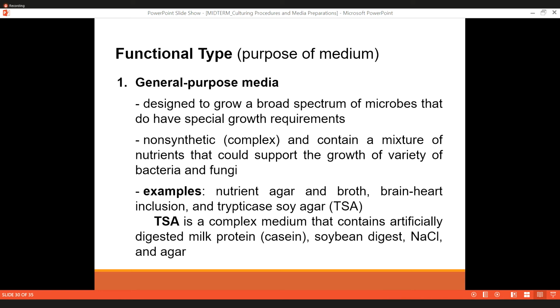So, ayun po. So, we have a type of media na for general purpose. Ayan. So, it is designed to grow a broad spectrum of microbes that do have special growth requirements. So, aside from that, example natin na considered to be general purpose media, si nutrient agar, and broth, brain heart infusion, and TSA.